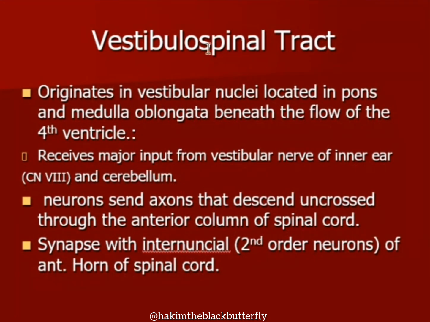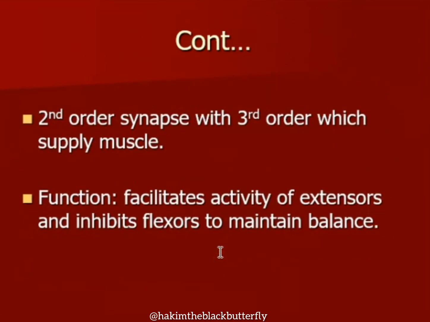So for the vestibulospinal tract, the first order neurons, or the upper motor neurons, originate from the vestibular nucleus of the pons and the medulla oblongata. Then the axons descend without crossing to the spinal cord. When they reach the spinal cord, they synapse with interneurons, and the interneurons synapse with the lower motor neurons, which supply the muscles of the body.